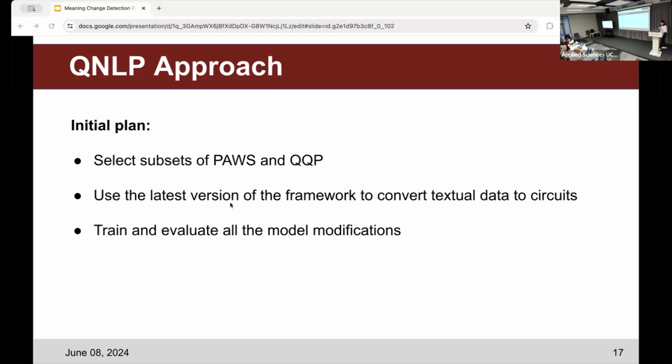So our initial plan was to select subsets of POS and Quora question pairs. What is worth mentioning here is that the text conversion to any quantum-like representation takes computational resources and time. That's why we selected subsets of Quora question pairs and POS. The next step in our initial plan was to use the latest version of the framework to convert the textual data to circuits, and also train and evaluate all the model modifications.